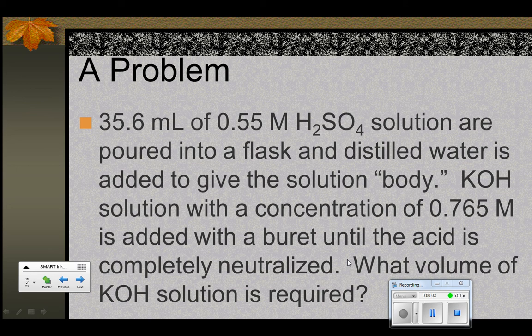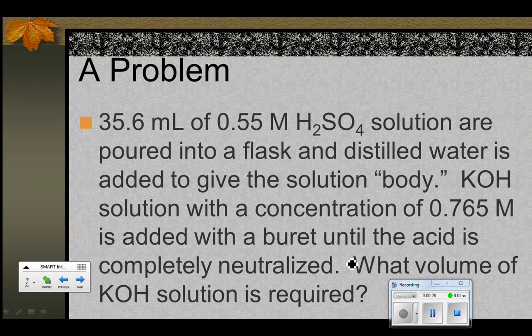Okay, this is a titration problem, and the problem reads: 35.6 milliliters of 0.55 molar H2SO4 solution are poured into a flask and distilled water is added to give the solution body. KOH solution with a concentration of 0.765 molar is added with a burette until the acid is completely neutralized. What volume of KOH solution is required?